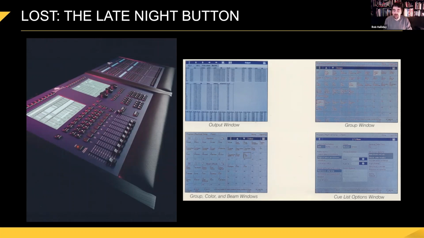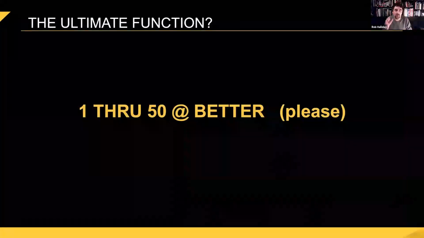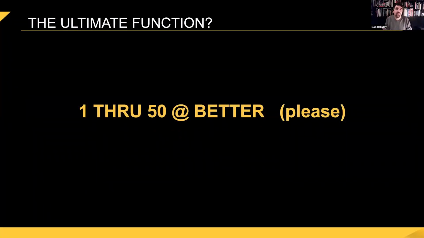Or what I really want, what I've always wanted in the lighting console, and I hope somebody will do, is what I call the at better button. So you've got a cue on stage and it's not quite as good as it should be. You can either polish it forever, or you just go 1 through 50 at better, press enter. The machine would fix it for you. Bada bing, we're all done. That's the function I really want. So whoever does that first gets my vote.